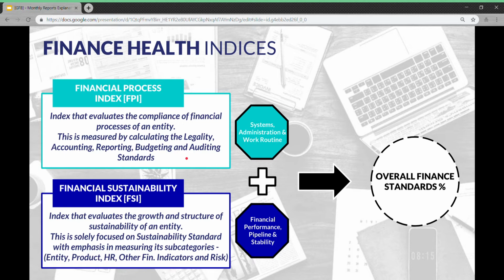This solely focuses on sustainability standards with an emphasis in measuring its subcategories from entity, product, HR, other financial indicators, and risk. So FPI focuses on systems, administration, and work routine, while FSI focuses on financial performance, pipeline, and stability, in which we're going to combine them would be the overall finance standards.